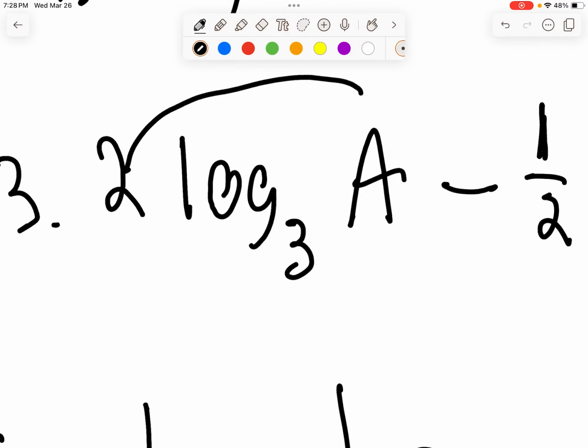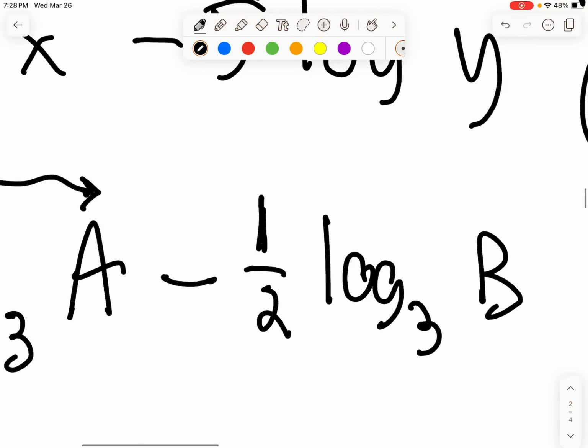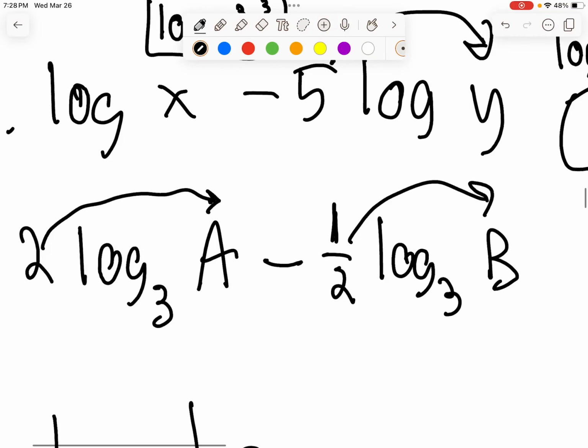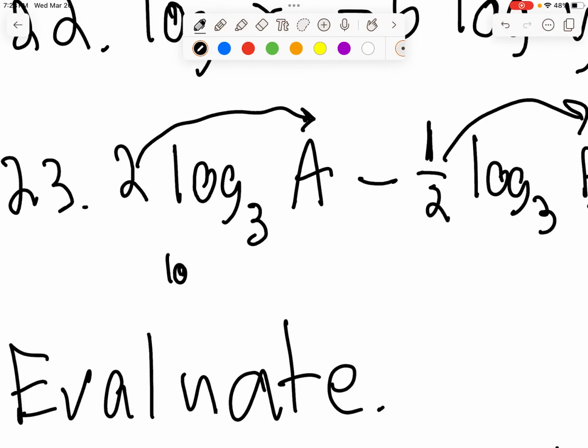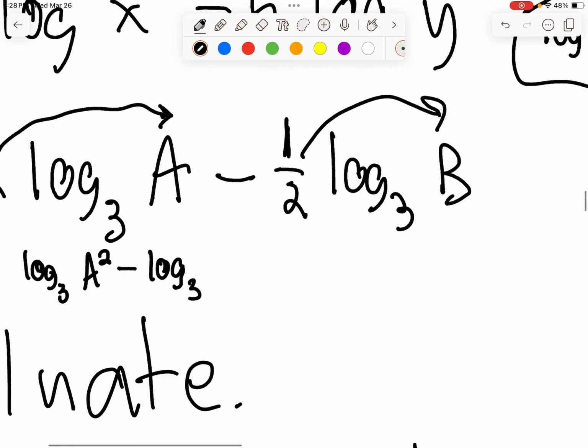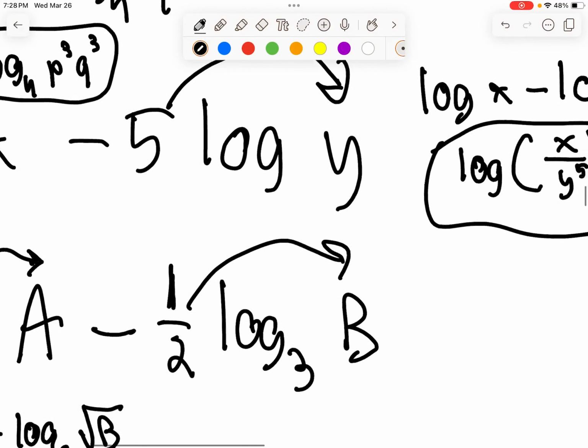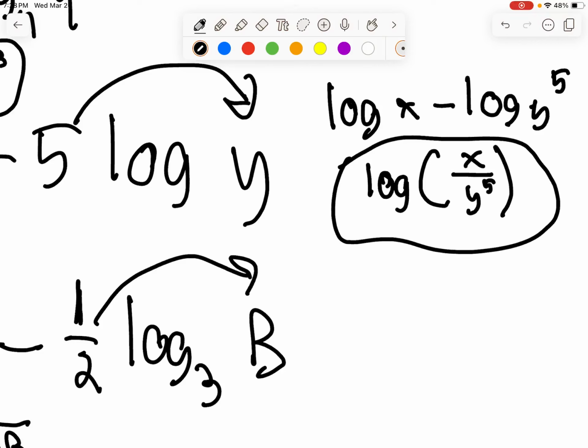So, we still have this power here. Still trying to go backwards from what we did earlier. So we're going to bring this power up and this power up. So that's going to get us log of 3a squared minus log of 3, and this time, instead of writing it as b to the 1/2 power, I'll write it as the square root of b because they're the same thing. And remember from earlier, if you're subtracting logs, then you have to divide them.